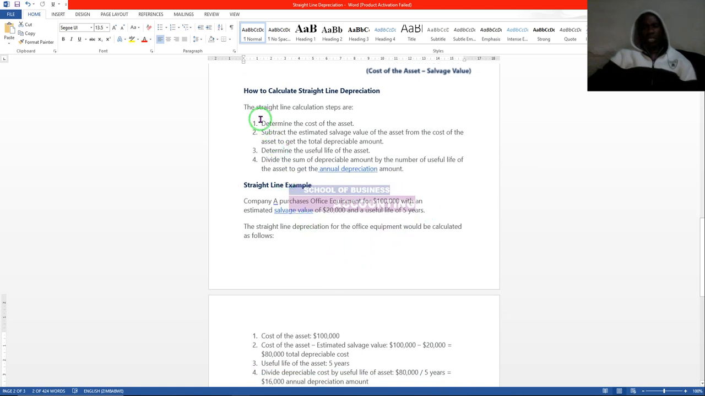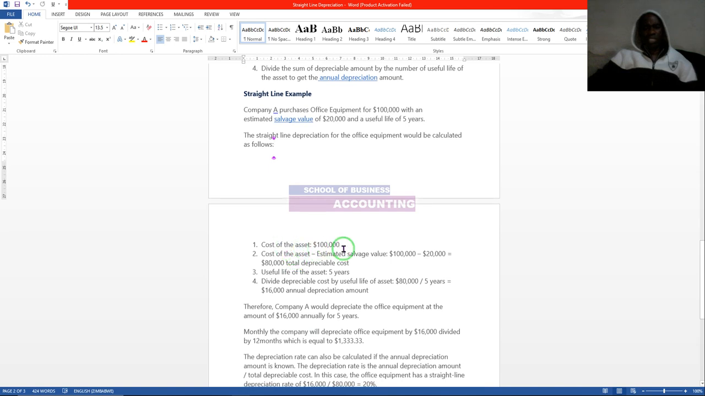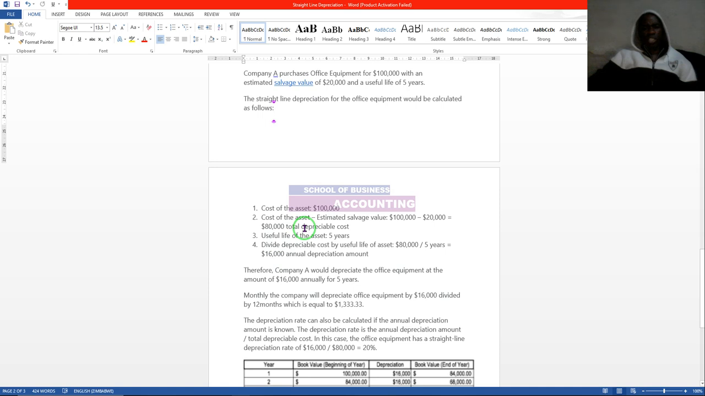Now, using what we talked about here, these are the steps we're going to use to calculate the annual depreciation and also the monthly depreciation for this asset. The straight line depreciation for the office equipment will be calculated as follows. First, we have the cost of the asset, which is 100,000. Second, we have to calculate the depreciable amount or cost. And how do we do that? We say cost of asset less estimated salvage value.